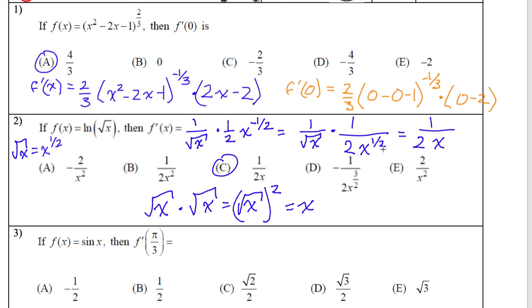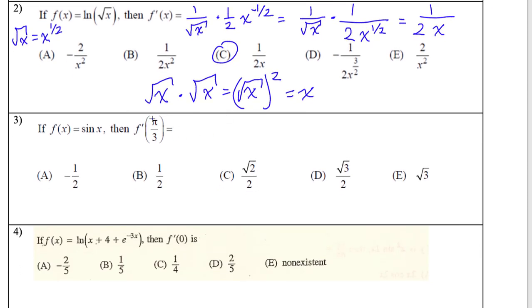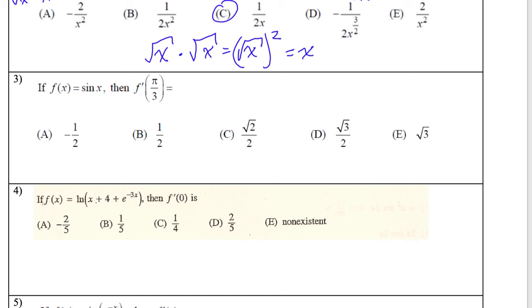Gio? I messed up my square. Mess up your square? Okay. So it's just an algebra mistake. Okay, and then number 3. We need to take the derivative and plug in pi over 3. Point to pi over 3. Ready, go. Where is it? Pi over 3. Right here.